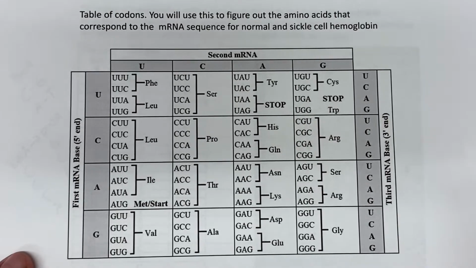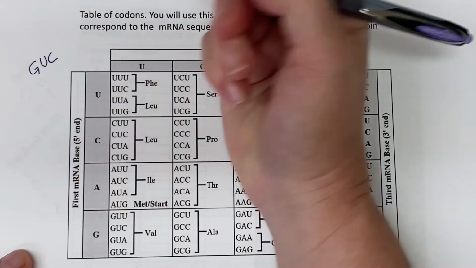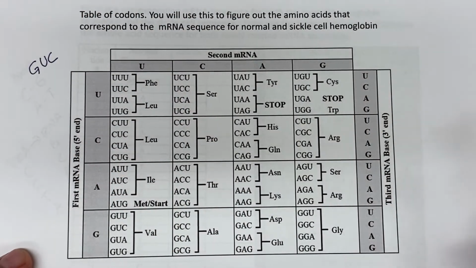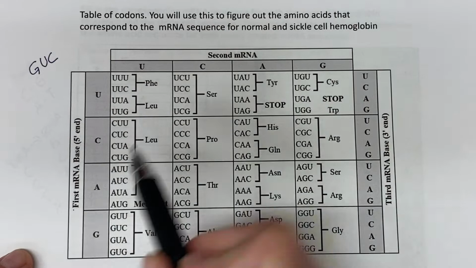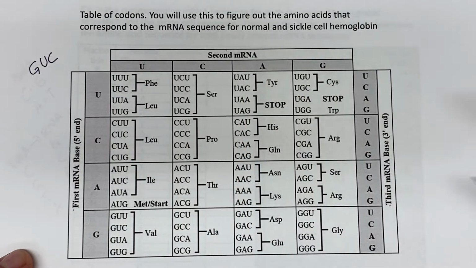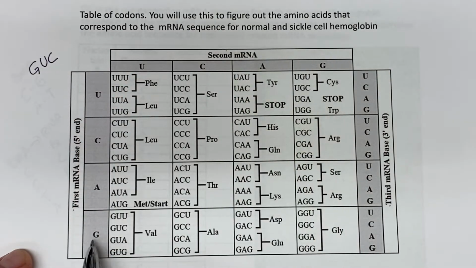And with this table of codons, we're going to try to find the codon that we just looked up, which was GUC. And I'm just writing that there so that we don't forget what our codon was. The way that you read a table of codons is there's the first base, the second base, and the third base in the codon. And so the first base in our codon is G, and here is the letter G.